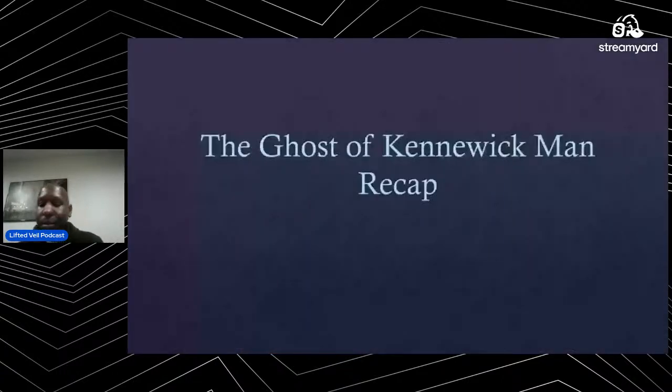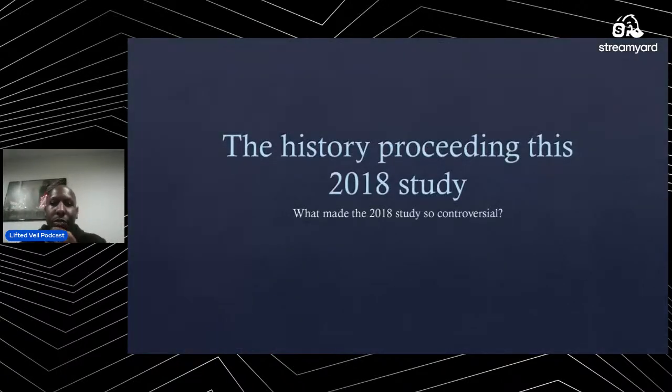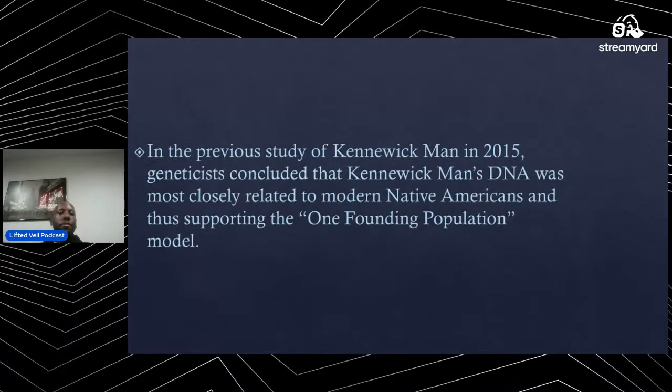Those are the Kennewick Man recap. The history preceding this 2018 study. Really, this was a preprint that I was reading from, but nonetheless, the final publication came out in 2018. What made it so controversial? In the previous study of Kennewick Man in 2015, geneticists concluded that Kennewick Man's DNA was closely related to modern Native Americans and thus supporting the One Foundation population model.